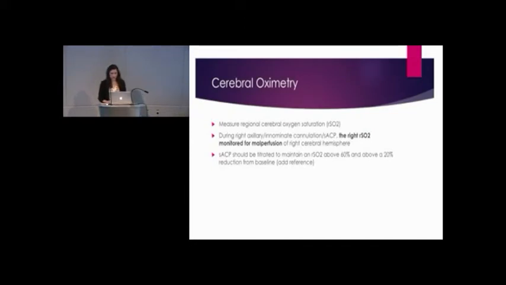So the other thing to consider is that if we have a patient who starts with a very low baseline and we aim to bring them up to 60%, we might actually be causing harm by providing a kind of hyperperfusion or luxury perfusion, and that this can result in cerebral edema.